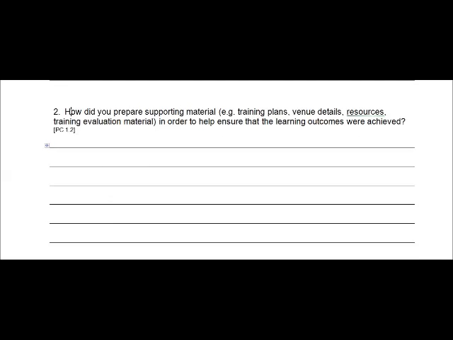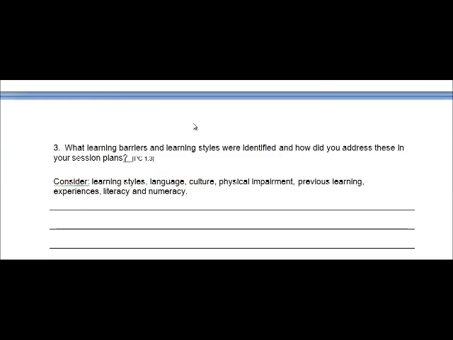Number 2, how did you prepare supporting material? So how did you prepare training plans? How did you work out where the venue was going to be? How did you prepare the resources and training evaluation material? Were they documents that you just sourced off the internet, or did you have to create them yourself? Where did they come from? So just make a few notes there for number 2.